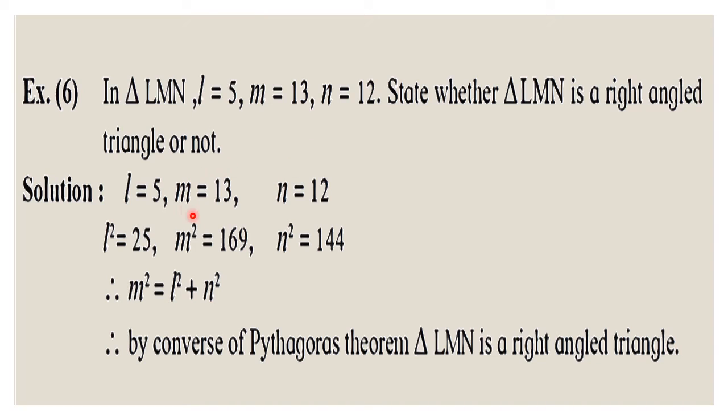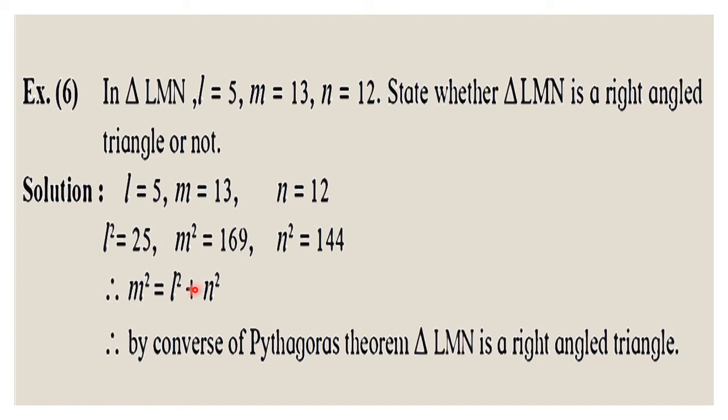So the largest number is M. So M square is 169. Next, L square is 25 and N square is 144. Now add L square plus N square. You will get 25 plus 144 same as 169. So that means L square plus N square is same as M square.